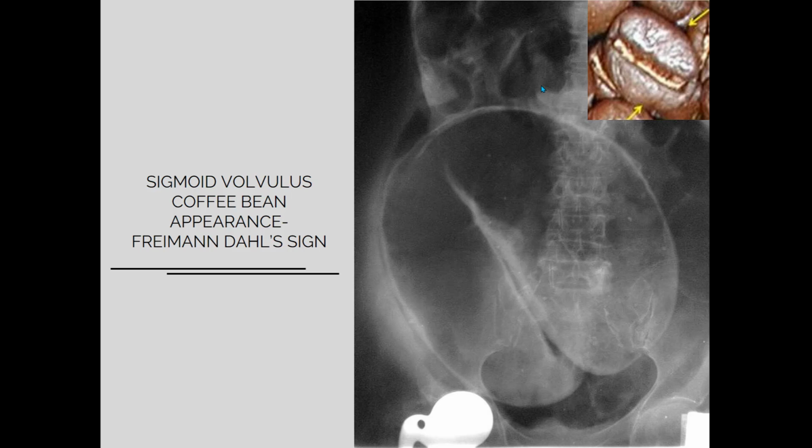And what is the Freeman-Dell sign? Basically you can see that one line is coming from here, one line is coming from here, one line is coming from here, and all these three lines are merging at a single point. That shows that there is twisting, okay? So this is basically called the Freeman-Dell sign, that merging of three lines, 1, 2 and 3, at a single point, and it shows that there is some twisting.